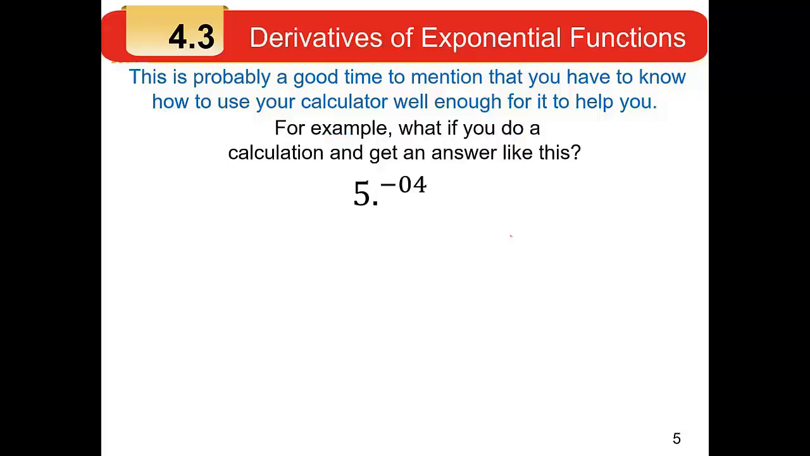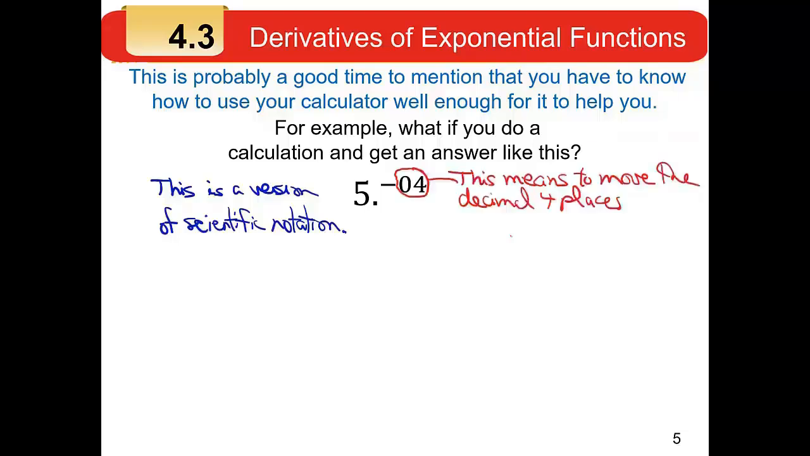For example, if you press the right combination of buttons on your calculator, you might get something that looks like this: a number with an exponent, that might in this case be something like 5 to the minus 04. If you see something like that pop up on your calculator, what does it mean? Basically, it's the calculator's version of scientific notation. Very specifically, the numerical part of the exponent tells you how many decimal places to move.